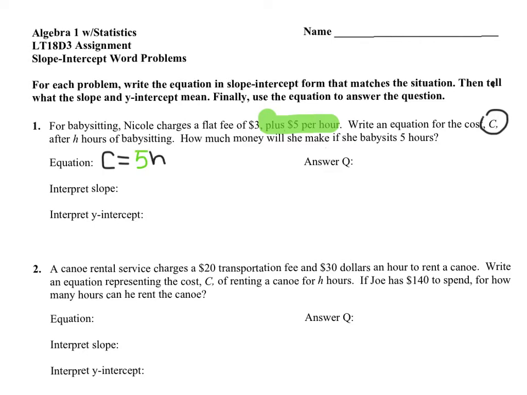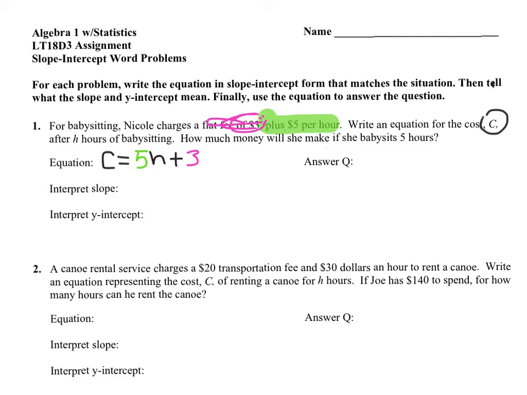5H plus, and then the other rate, no matter what, it's going to charge you $3 here for Nicole to come to your house to babysit. So it'd be plus 3. Our y-intercept is plus 3.